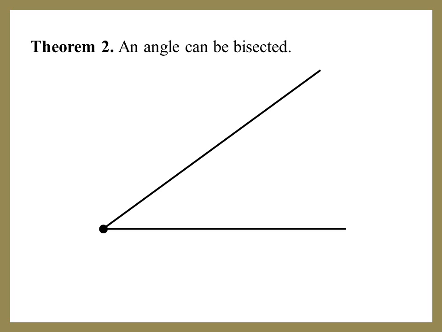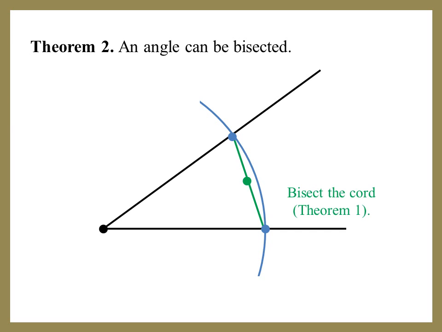We can use the previous theorem to show that any angle can be bisected. First, use the compass to construct an arc through both rays of the angle. Find the 2 points of intersection of the arc with the rays of the angle. Now, join these 2 points to produce a chord for the angle. By Theorem 1, the chord can be bisected. We then draw a ray through the vertex of the original angle and the point of bisection just produced. This results in a bisection of the original angle.